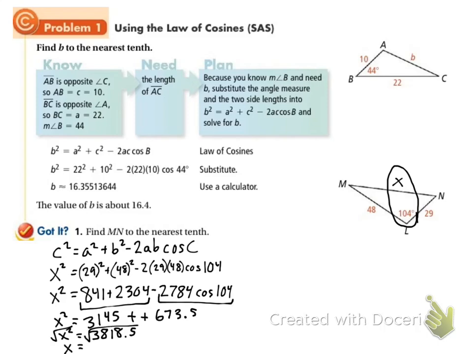Remember, whenever you write in the square root, you're actually getting two answers. One is positive and one is negative. In the case of a triangle, we can't have a negative side length, so we're only going to write the positive answer. And we get about 61.8. And that would be our answer.